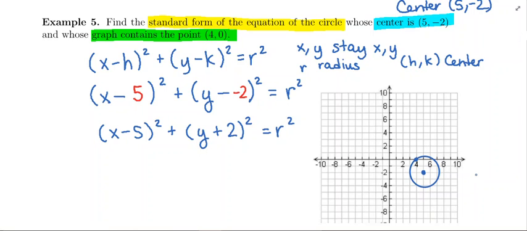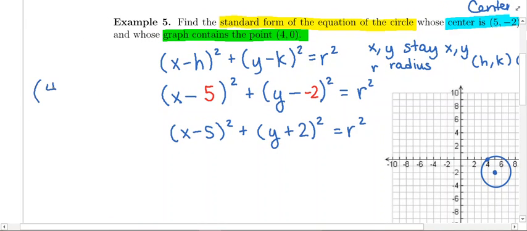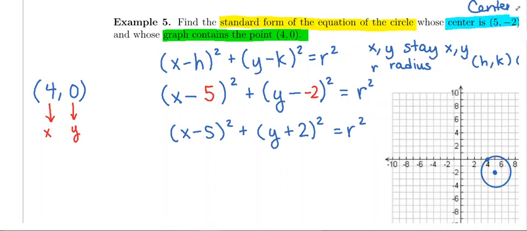Here's what we can do. We have to use this green information. The circle goes through (4, 0). Since the circle goes through the point (4, 0), we know one point on the circle. So if x is 4, the y value has to be 0. So we're going to plug that information in.